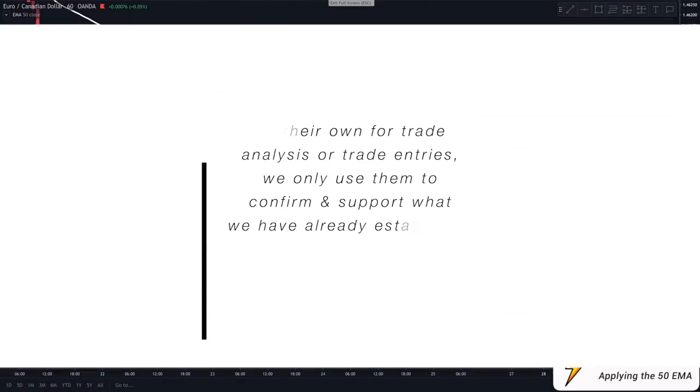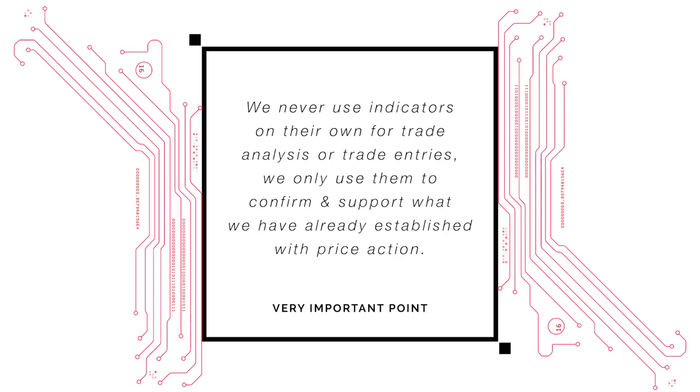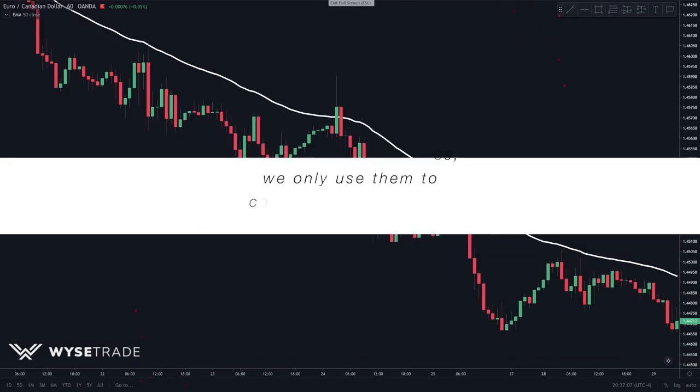Now, this is a very key point you must understand when using indicators. We never use indicators on their own for trade analysis or trade entries. We only use them to confirm and support what we have already established with price action.